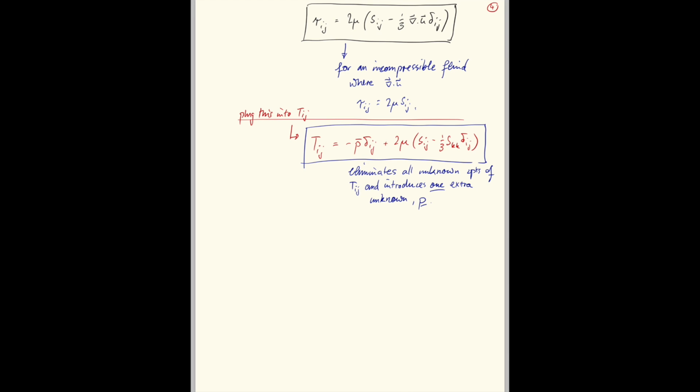So now we have a constitutive equation for our Newtonian fluid. And that means we can express our stress state, the stress tensor Tij, in terms of the deformation of the fluid, in terms of the strain rate Sij. So the next step is to just plug this constitutive equation back into our Cauchy equation of motion.